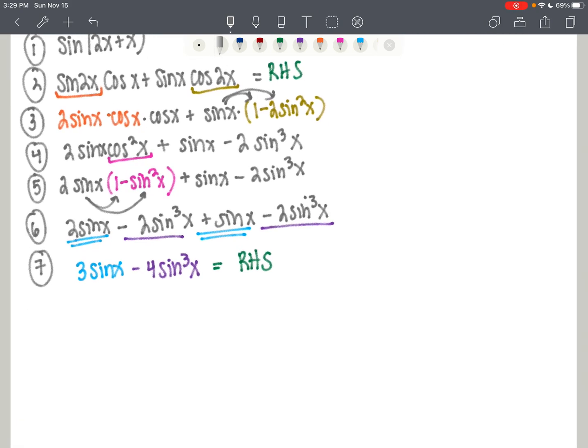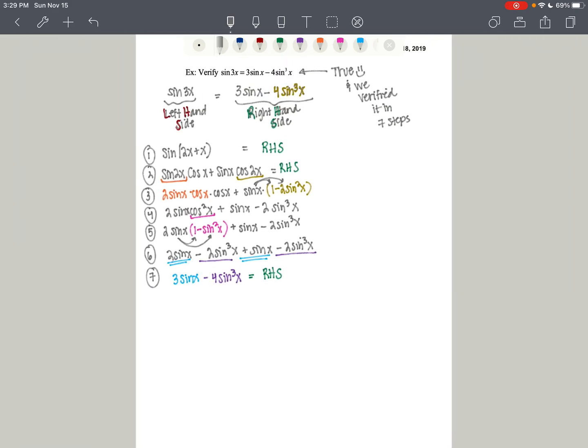And that's what we're going to be doing in another lesson. We'll be spending lots of time verifying identities. When you verify identities, you have to pick one side of the equation, freeze the other side of the equation, and make them identical.